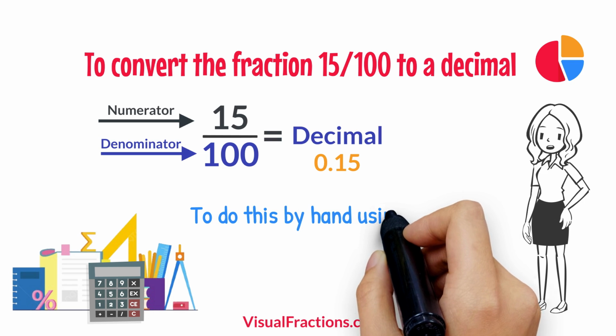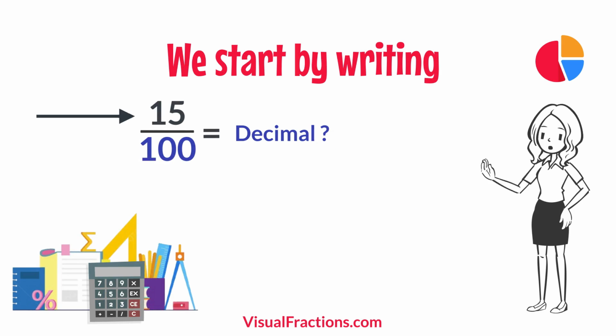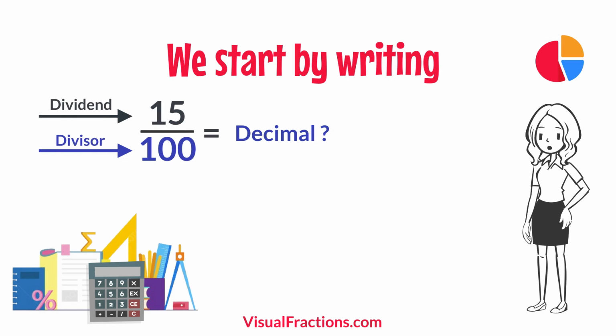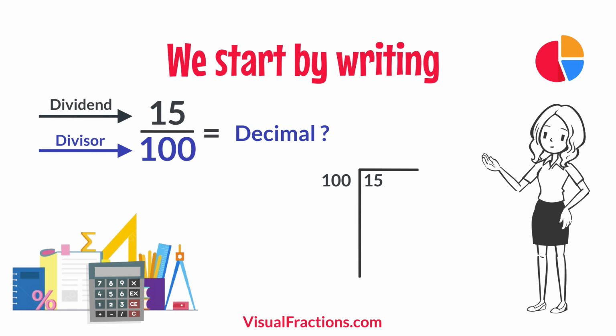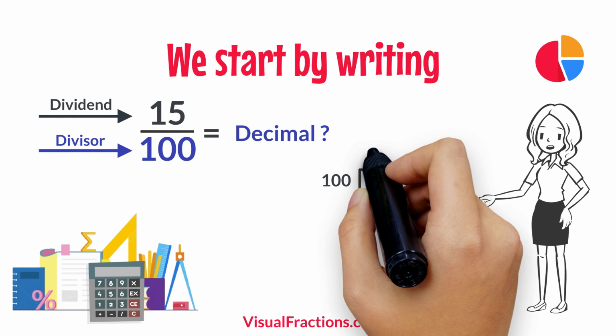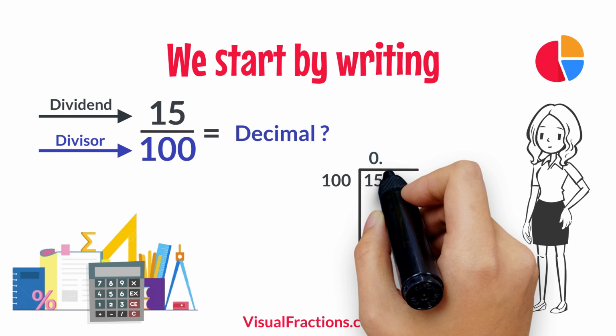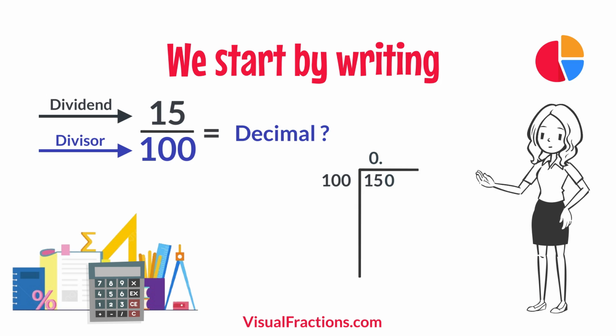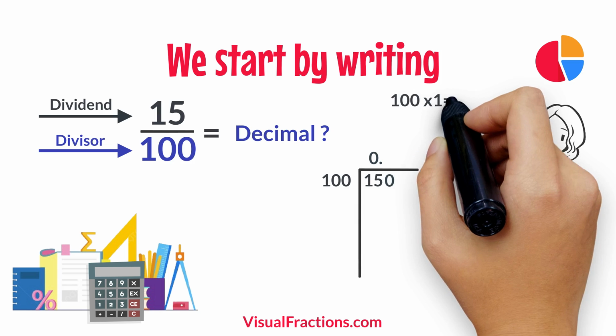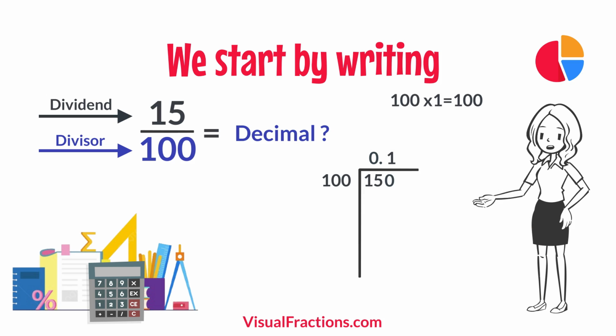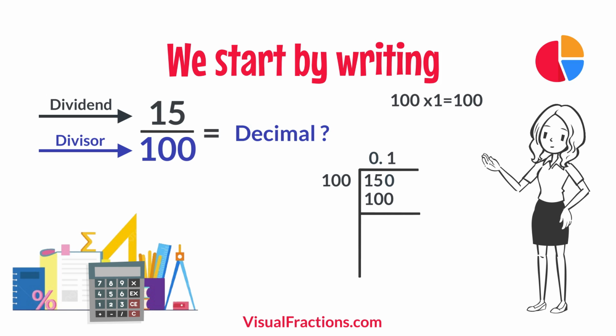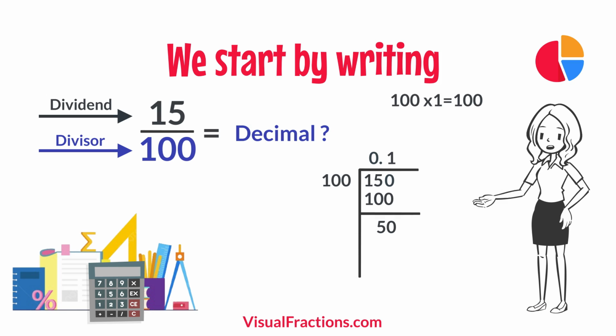To do this by hand using long division, we start by writing 15 as the dividend and 100 as the divisor. Since 100 doesn't fit into 15, we add a decimal point in our answer and append a 0 to 15, making it 150. How many times does 100 go into 150? Once. We write 1 after the decimal point in the quotient, making it 0.1. Multiplying 1 by 100 gives us 100. When we subtract 100 from 150, we get a remainder of 50.